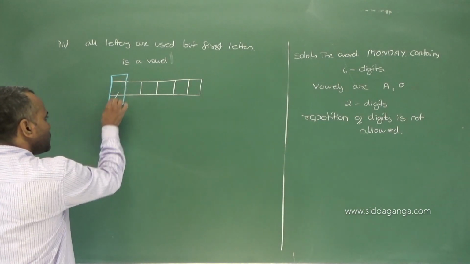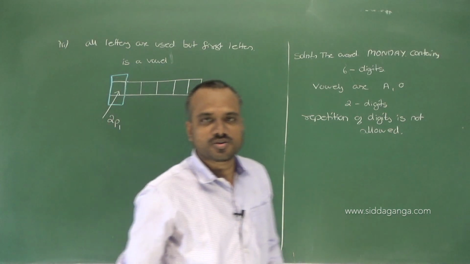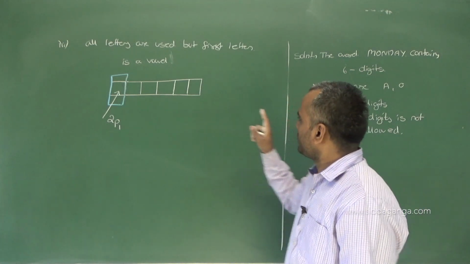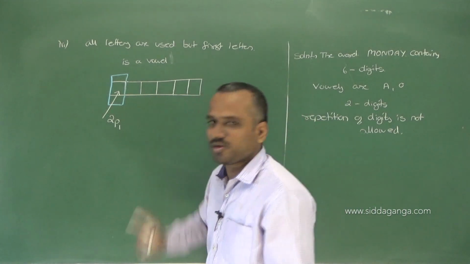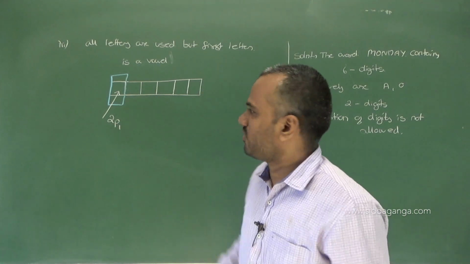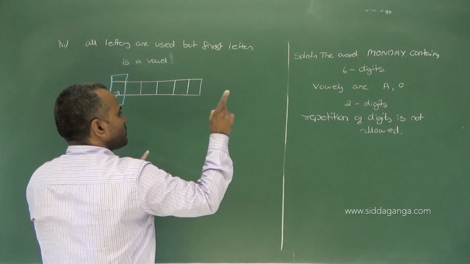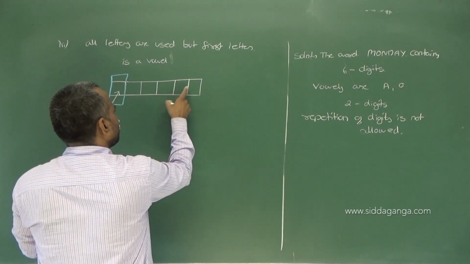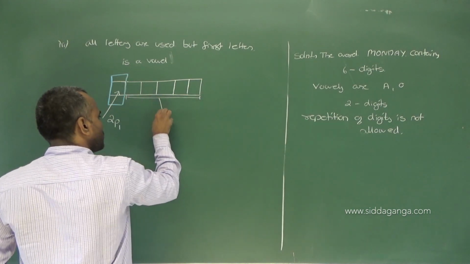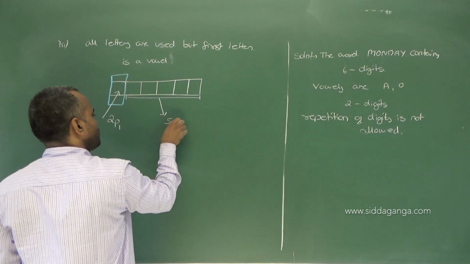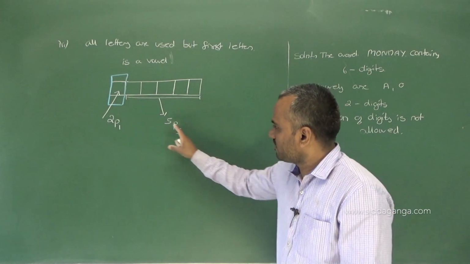This box can be filled in how many ways? 2p1 ways. Correct? Because in the word Monday, 2 vowels are there. We filled in one box. This can be done in 2p1 ways. Since repeating the digit is not allowed, so 1 is minus 1, 2, 3, 4, 5. So all these boxes can be filled in how many ways? 5p5 ways.